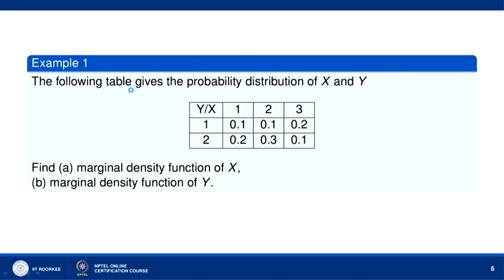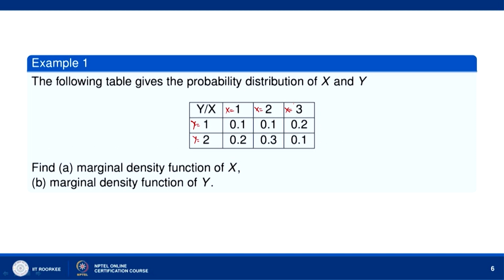Let us consider the following example. The following table gives the probability distribution of X and Y. These values are of Y equal to 1, this is Y equal to 2, and here we have X equal to 1, X equal to 2, X equal to 3.